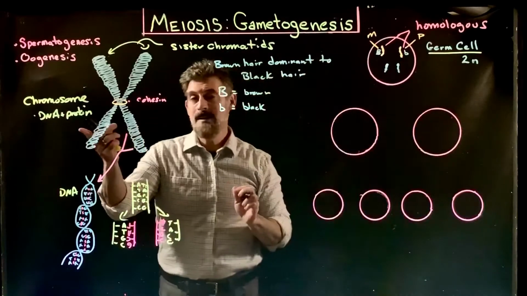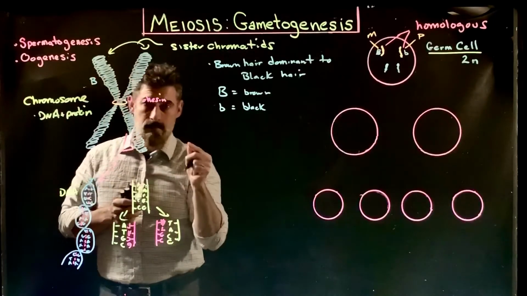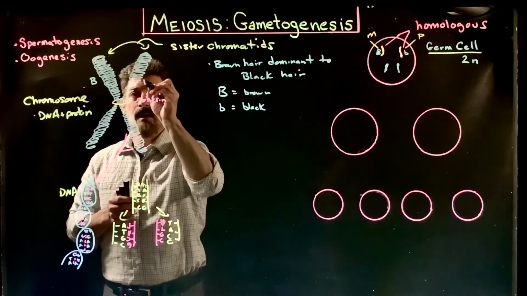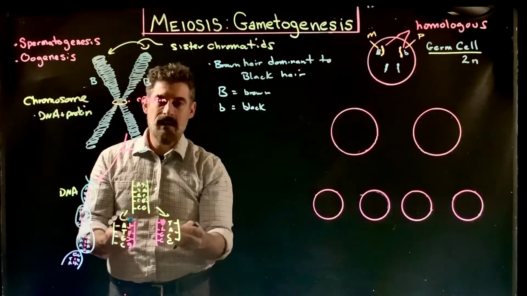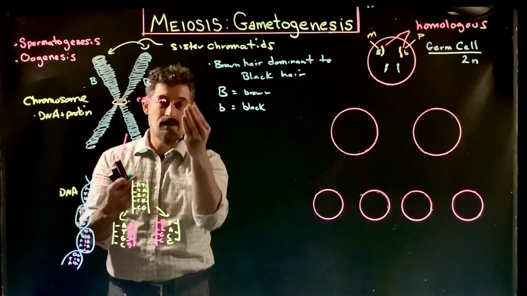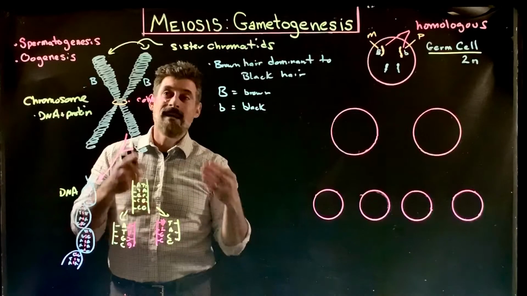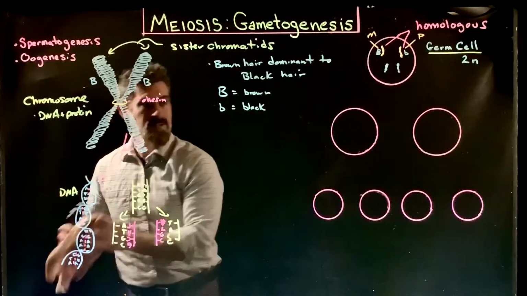The sister chromatids, they should be the same. So if this one had the allele for brown, then this one should have the allele for brown, because they should be exact copies. They are the result of DNA replication. Okay, so sister chromatids should be, aside from mutation, exactly the same. All right, hopefully that makes a little bit of sense.